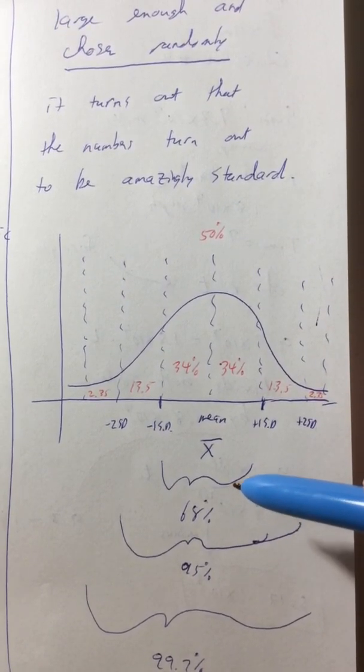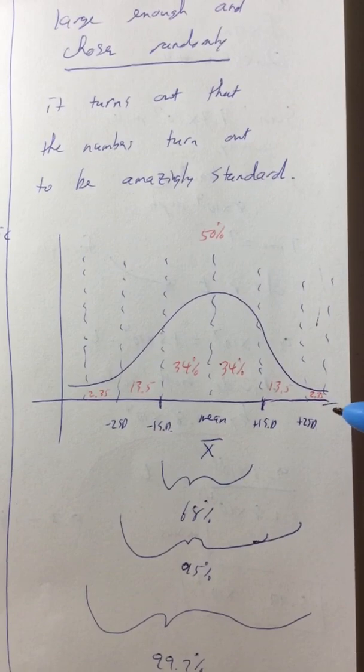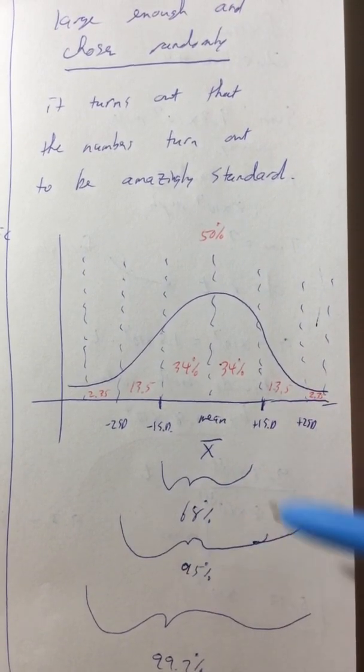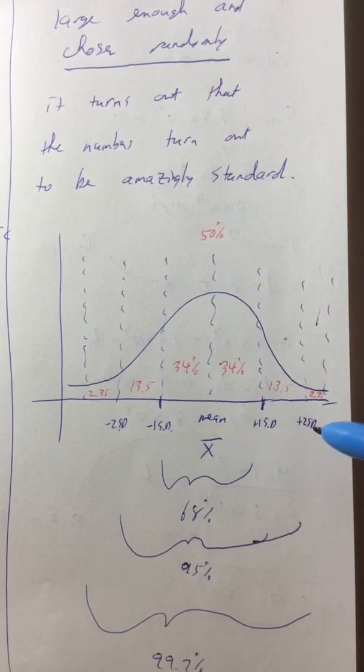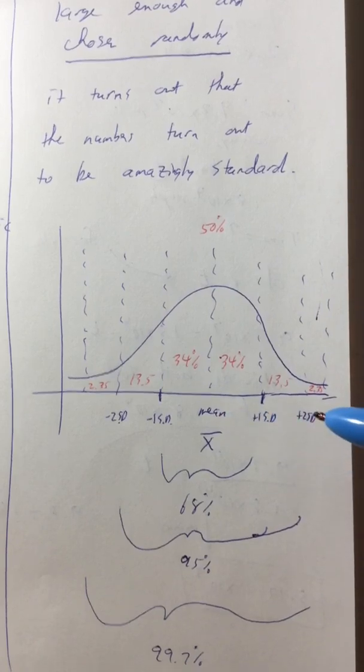Or every once in a while, you're going to see that girl that's 6 feet tall or 6 feet 2 or whatever. They're going to be out here. But 95% of the time, it's between -2 standard deviations and +2 standard deviations of the mean.